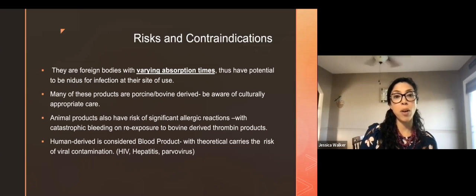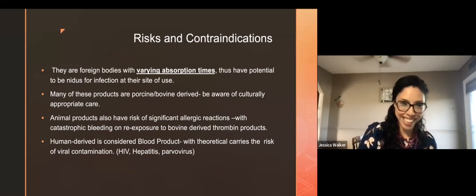And again, because they are foreign and they're animal products, some of these have an increased risk of allergic reactions. Some of these reactions are pretty severe, leading to catastrophic bleeding on re-exposure. Okay, so let's start with the physical hemostatic agents.